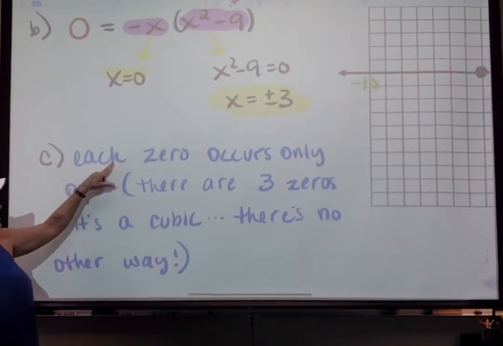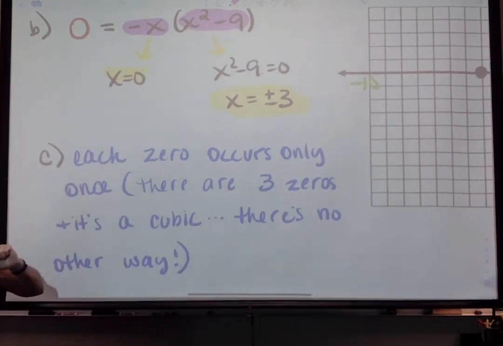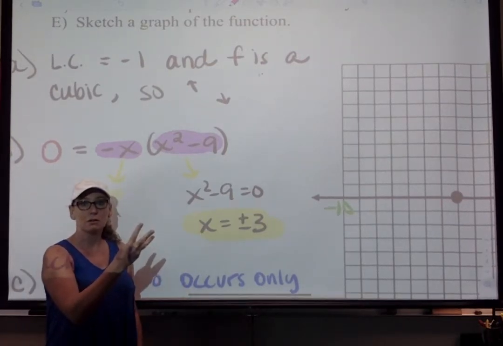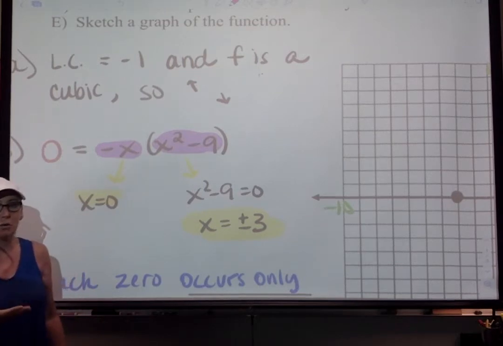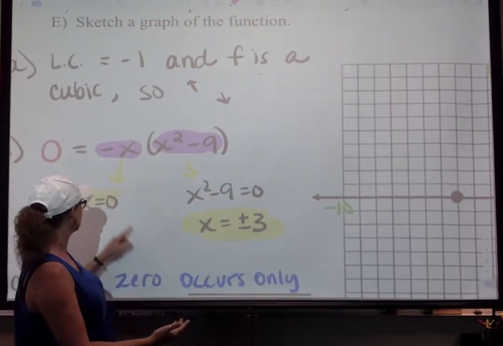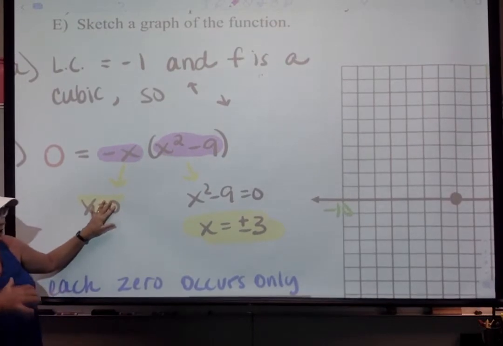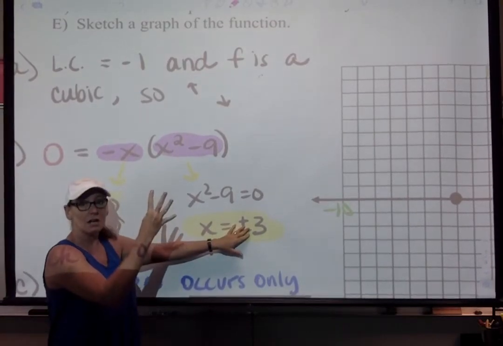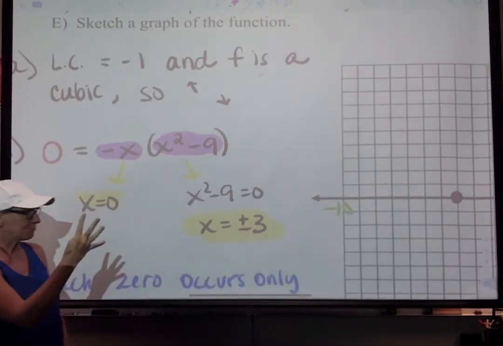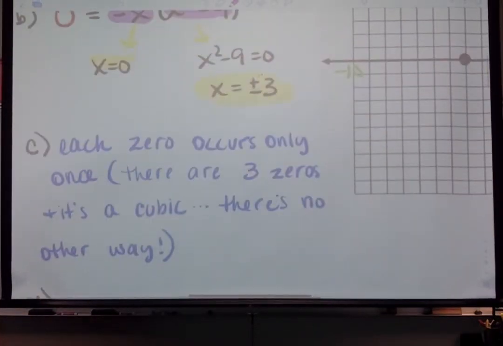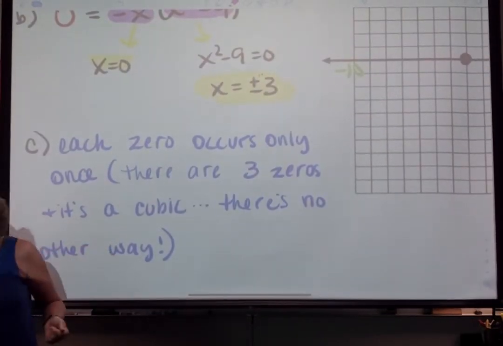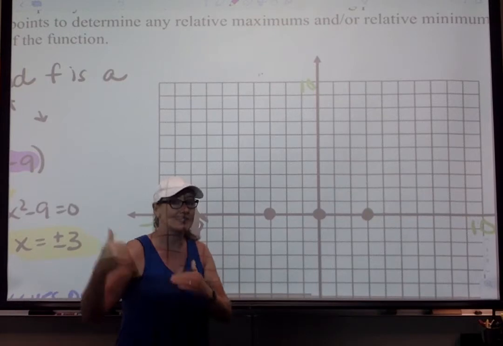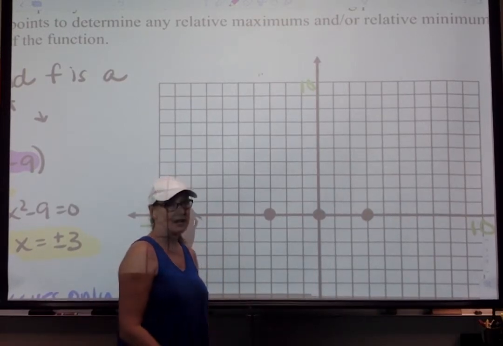For multiplicity, each 0 occurs only once. How do I know that? Well, I have 3 zeros, and it's a cubic. They have to occur once. If one of them occurred more than once, let's say you thought maybe this one occurred more than once, then here would be like 2 zeros, and here would be 2 zeros, and that's not possible because it's only a cubic. Okay, so each 0 occurs only once. That means that at each of my zeros on the graph, my function will pass through the x-axis.